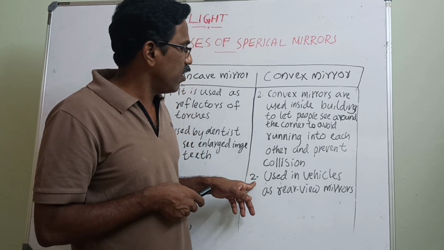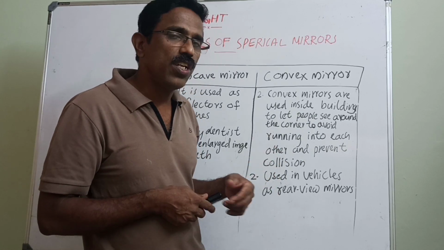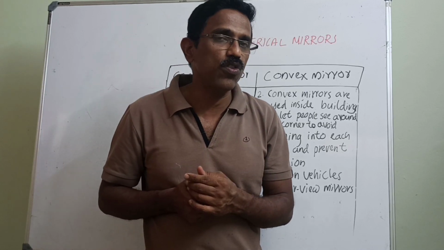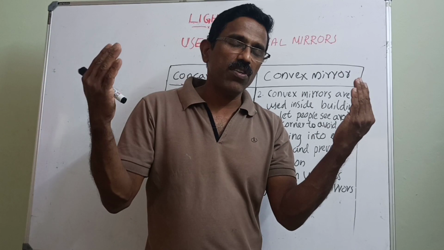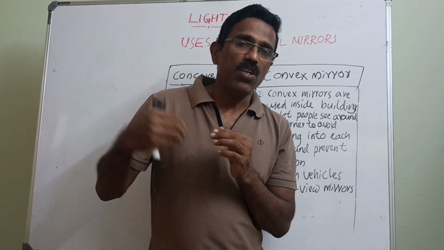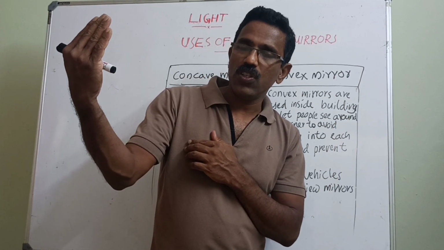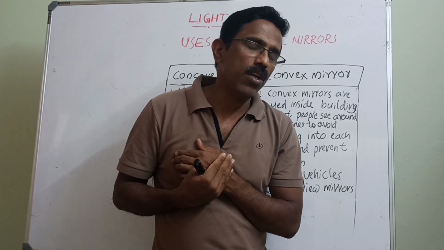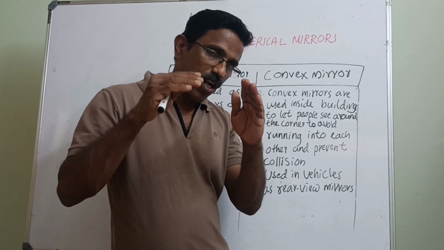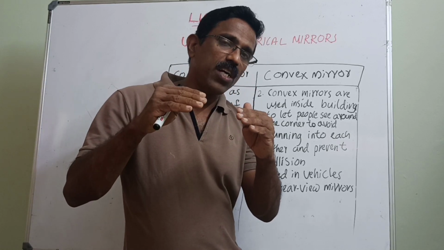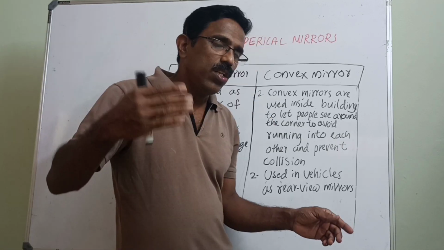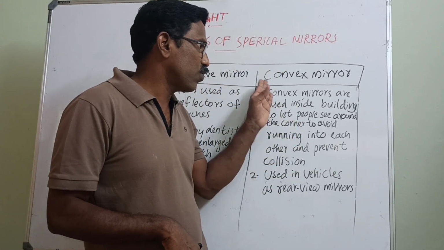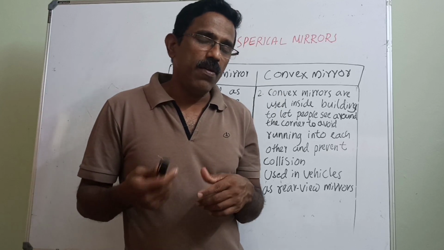Another thing is that the convex mirror is used in vehicles as a rear view mirror. It is a very common use. You might have seen the mirrors that drivers use to watch the vehicles coming from behind. So the driver gets the correct idea of the vehicles coming from behind. So these are the uses of concave and convex mirrors.